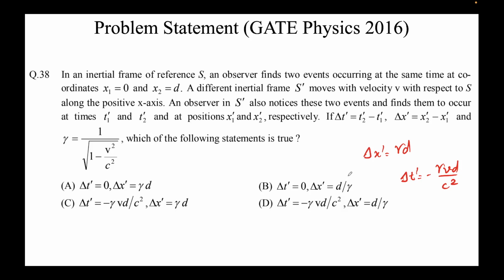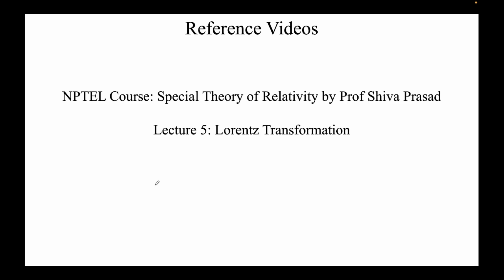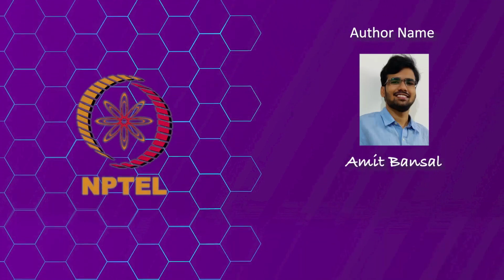Let's try to match the answers here. Delta t prime is not 0, so A is eliminated, B is eliminated. C matches for delta t prime, which is correct for the first half. Delta x prime must be gamma d, yes, so this is also correct. So option C is the correct answer. There's only one correct option; the others are incorrect. Gamma is the entity we already know from the Lorentz formula we saw in the last slides. Okay, that's it. C is the correct option. Thank you for listening.